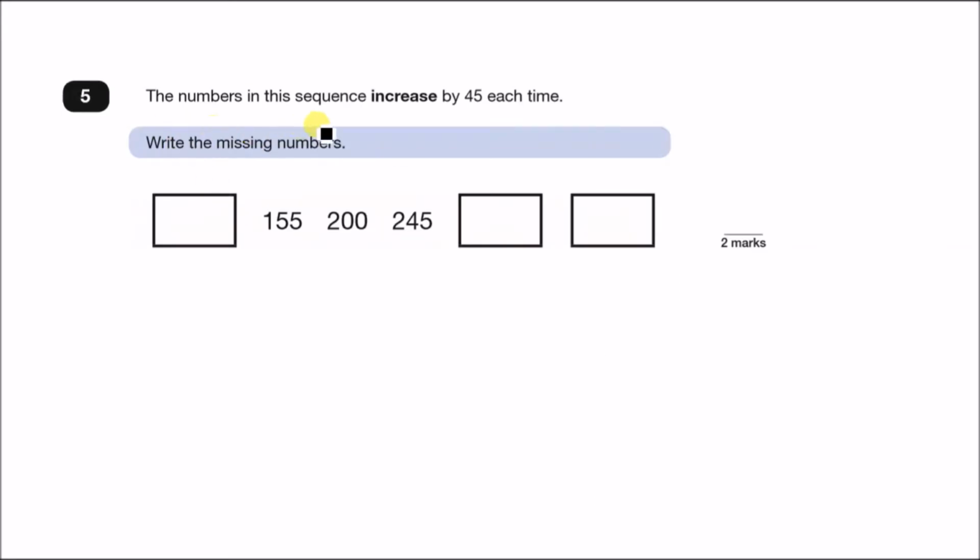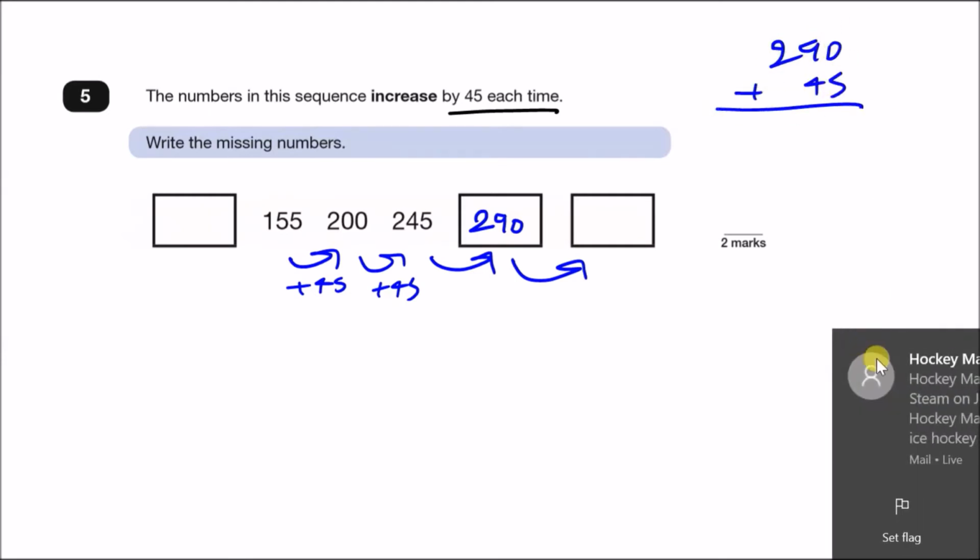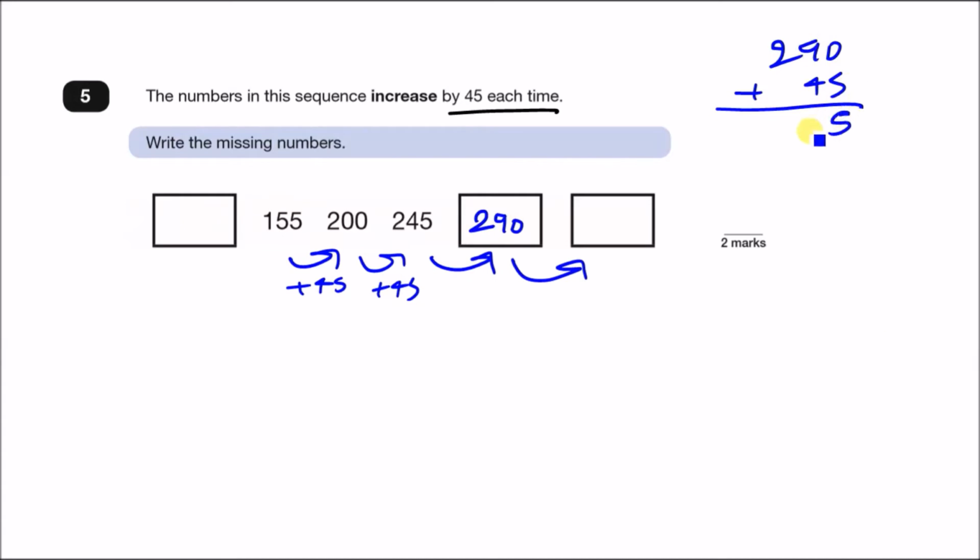Okay, number 5. So the numbers in the sequence increase by 45 each time. Okay. Write the missing numbers. So because we know everything's going up by plus 45, plus 45, this means that the next number, which will be 245, add another 45, should give us a 290. And guys, you can use a column method if you're not sure how to work out the number. And again, you add another 45 here. So 290 plus 45, you can do it mentally. 0 plus 5 is 5. 9 plus 4 is 13, so 3 carry the 1. 1 plus 2 is 3, so 335.